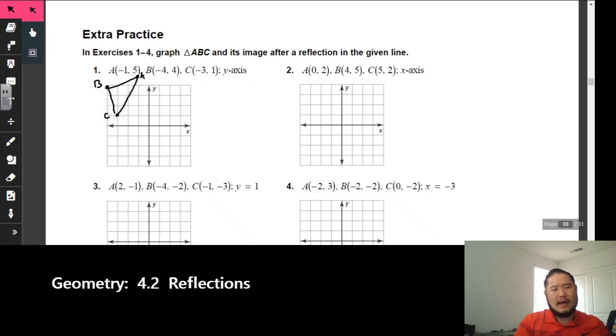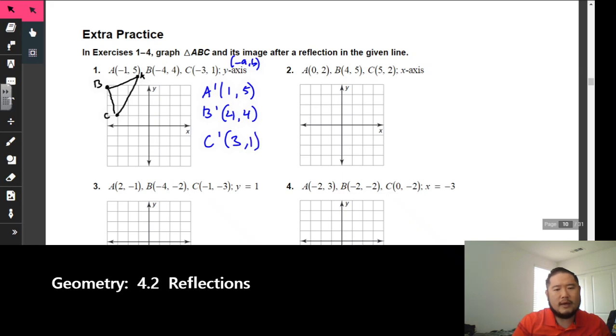And so we're reflecting across the y-axis, so it should look like things are over here. And when we reflect across the y-axis, well, we have our rule. You should know what the rule is. Sorry, -a, comma b. Right? -a, comma b is our rule for the y-axis. So we have now A prime, okay? That right there is going to end up being +1, 5. B prime is going to be +4, 4. And C prime is going to be 3, 1.